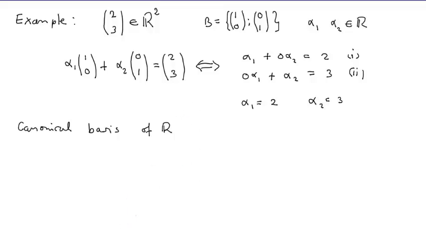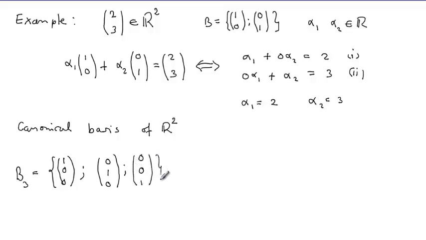Now, following exactly a similar argument, we can also show that the set of vectors B3 equals (1, 0, 0), (0, 1, 0), and (0, 0, 1), a subset of R3, is a canonical base for the vector space R3.